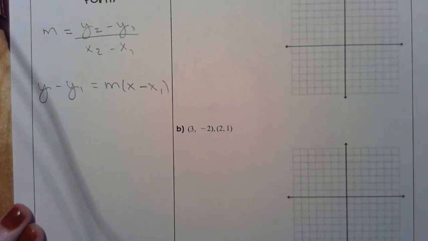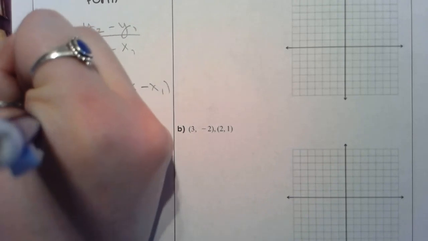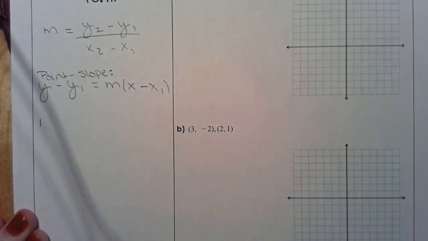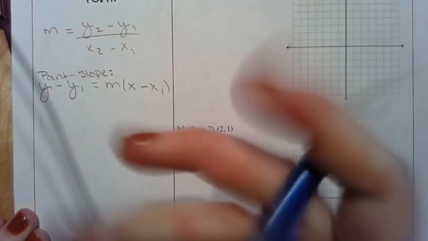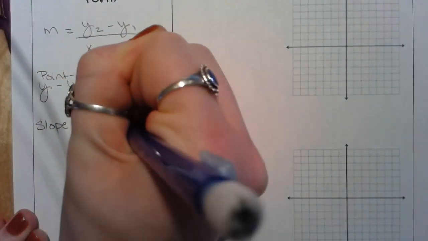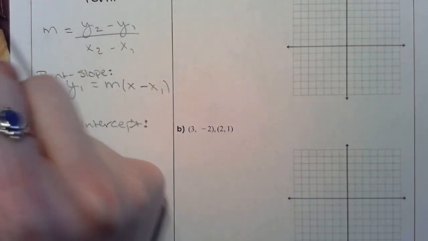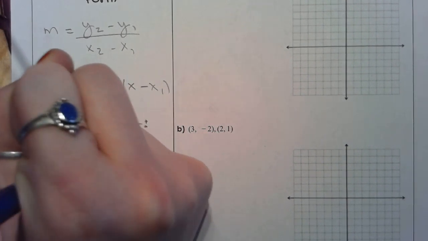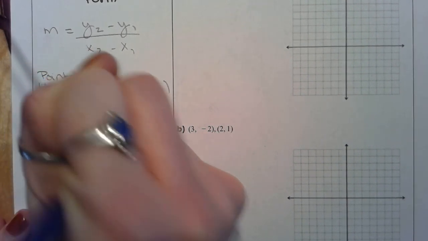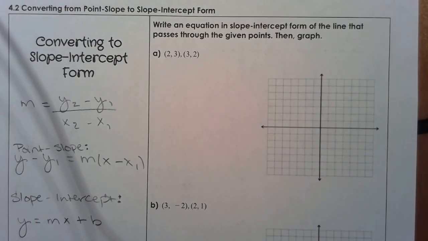And I know that I need them in the final form. I'm going to write point slope above this, so we know. And I know I need them in the final form of slope-intercept form, so I'm going to write my slope-intercept form as well. So that, again, is y equals mx plus b. Okay. So I've written down all my equations that I need.